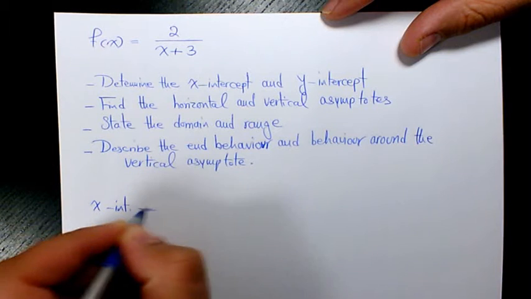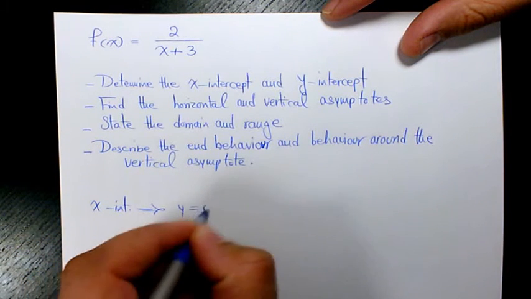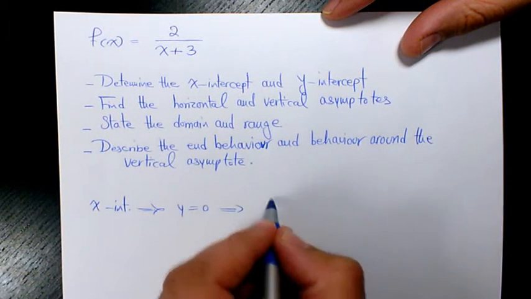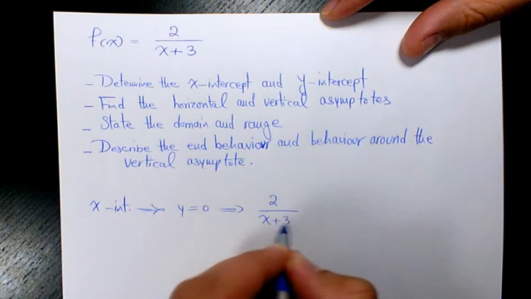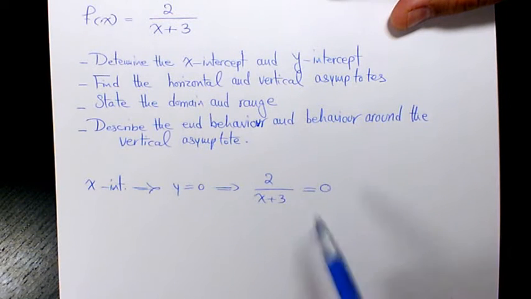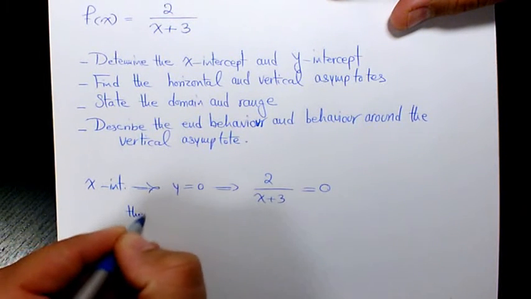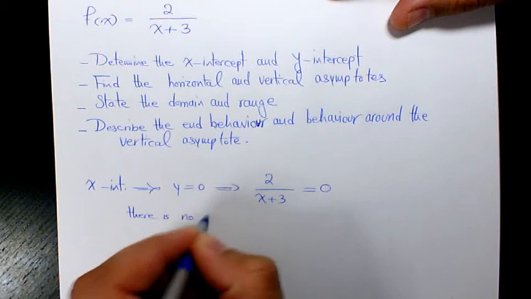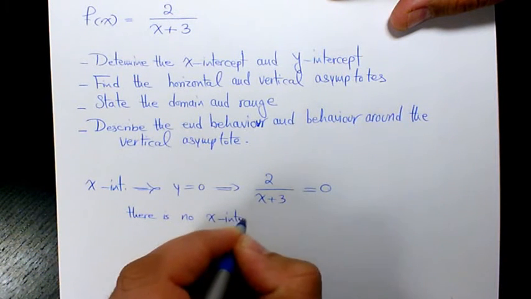The x-intercept is where y is 0 on the x-axis. So 2 over x plus 3 has to be equal to 0. But we see that it is impossible because the numerator is not 0. So there is no x-intercept.